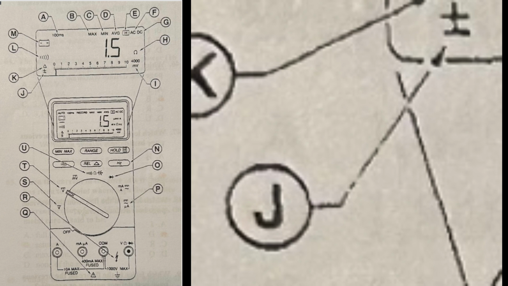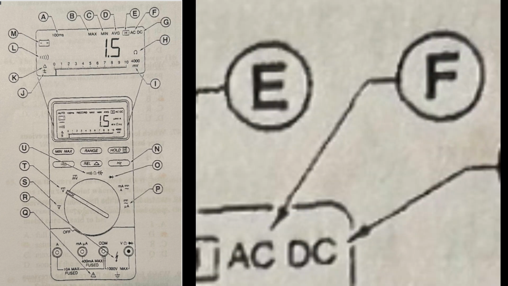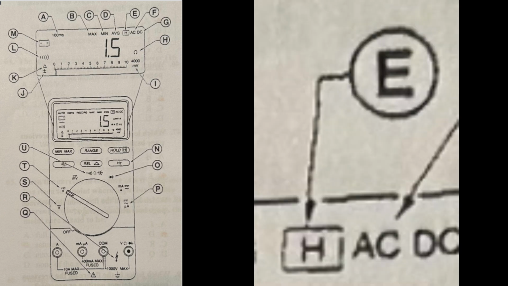J for positive, negative. Which letter for alternating current? F for alternating current. Which letter for hold? E for hold. Which letter for battery?